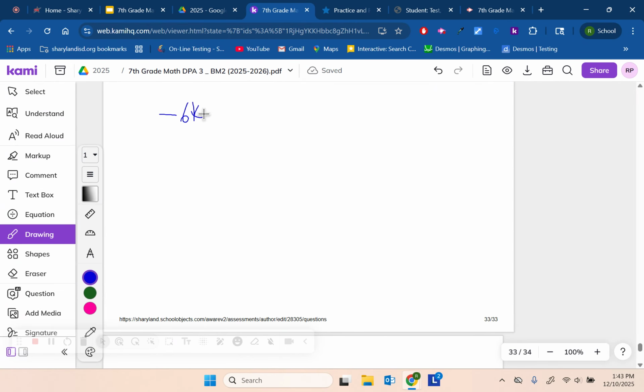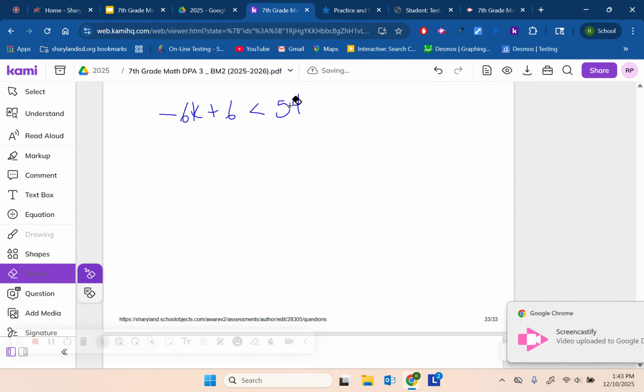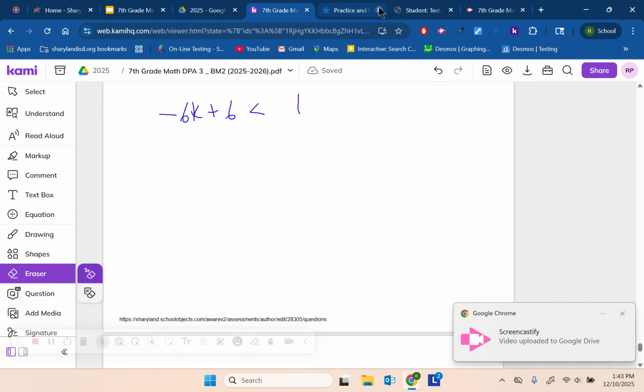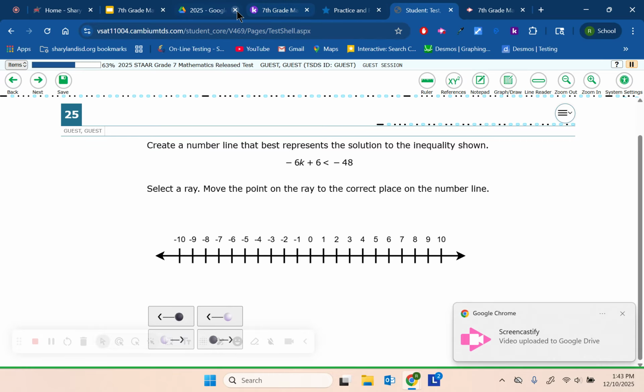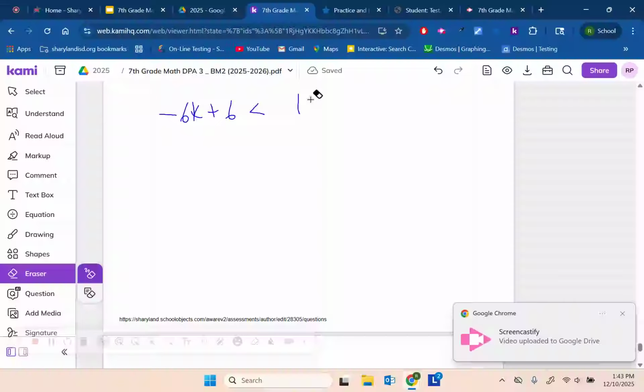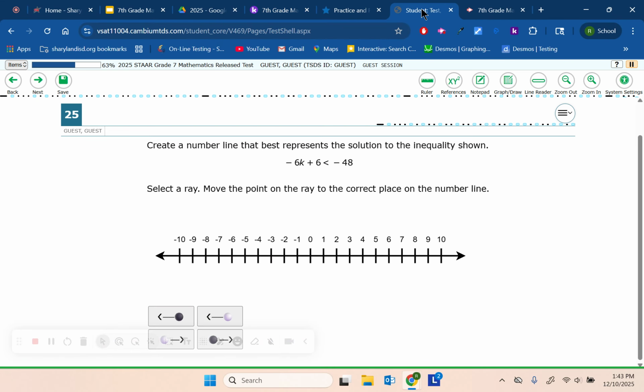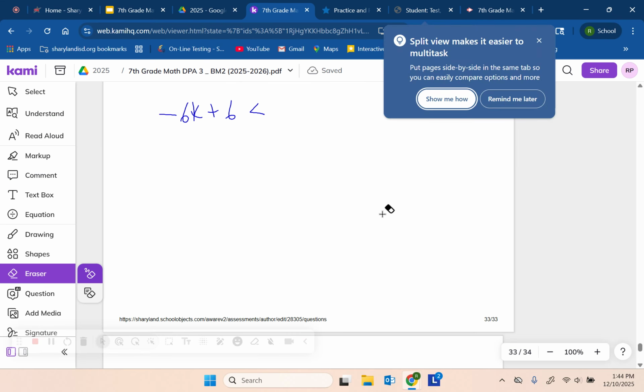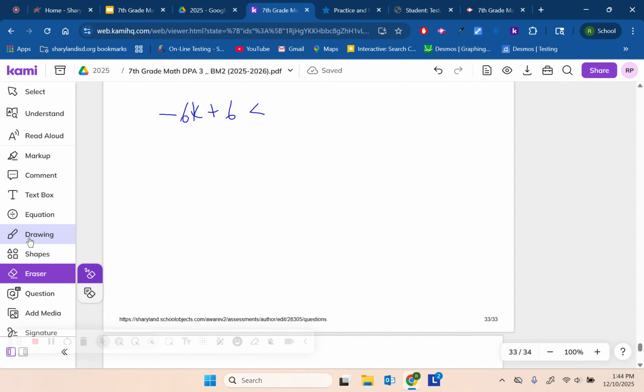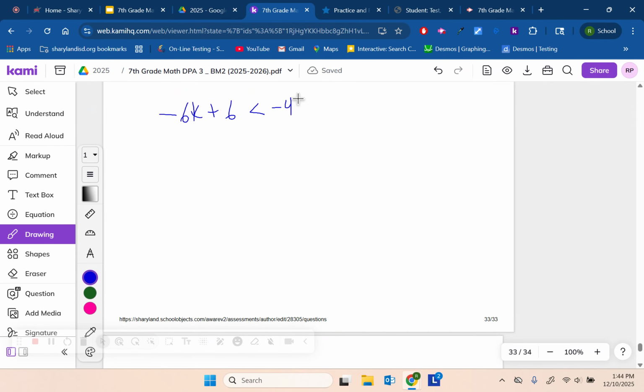Negative 6k plus 6 less than, I think it's negative 54 or 48. Let me see. I actually don't know the number. I have zero memory now. My memory's just completely gone. With numbers like that, I'm always going back and forth. Notice I went back because I forgot it was negative 48. And so now I know.